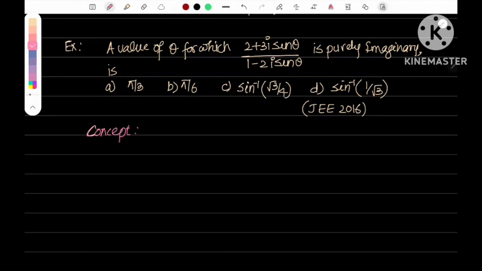Which concept? कौन से concept use करेंगे इधर? If z is purely imaginary, then z plus z bar will be equal to 0. This we will use. Second property we will use.